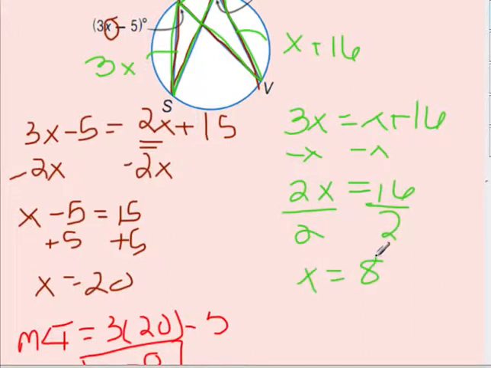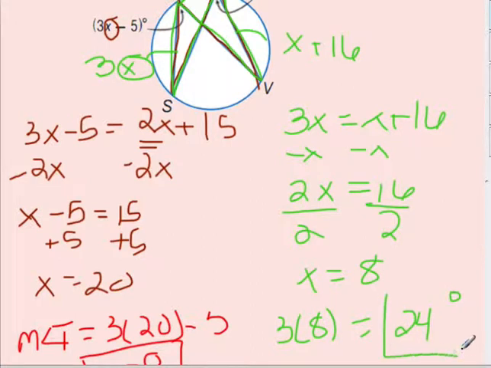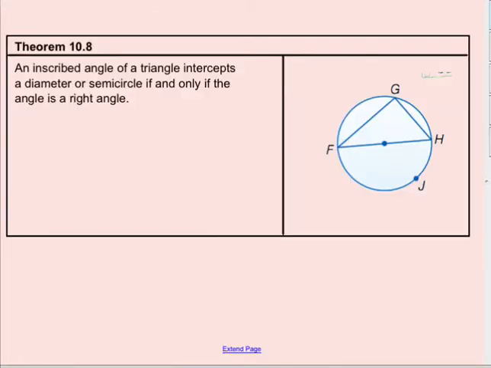Again, not what the problem is asking. The problem wants us to find the measure of angle S, so I need to plug in 8 right there. So I have 3 times 8, which is equal to 24 degrees. So the measure of angle S is 24 degrees, and that's also the measure of angle V as well. Let's take a look at our next theorem here.